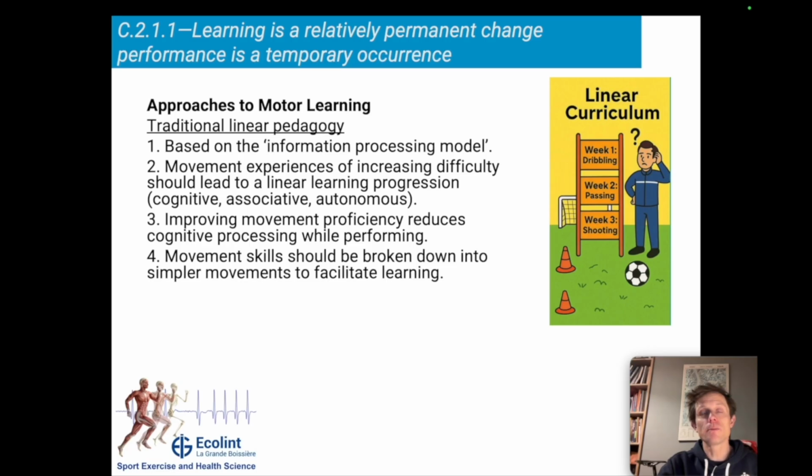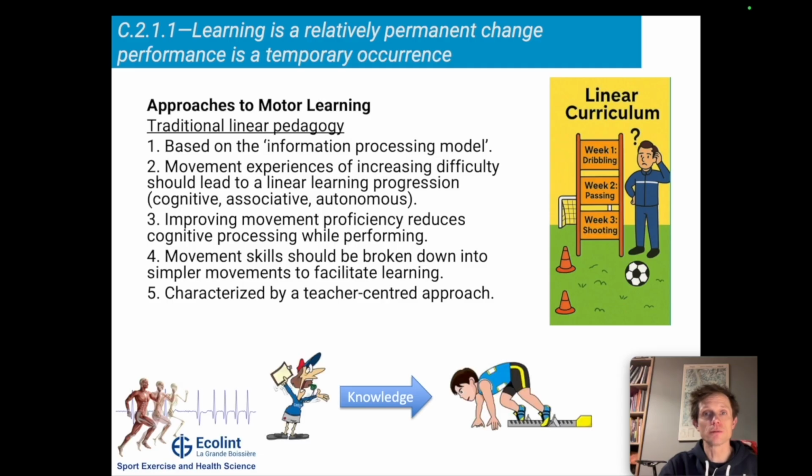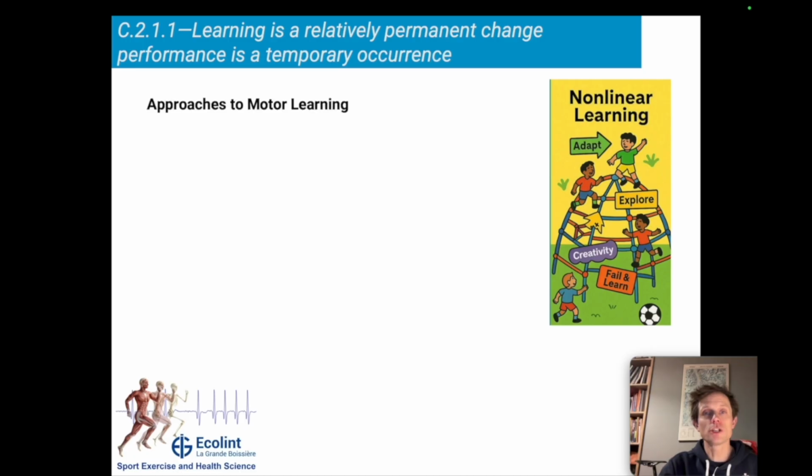The idea with linear pedagogy is that these skills or movements should be broken down into simpler movements that can then be used to acquire learning. It's characterized typically by a teacher-centered approach where the knowledge or information is going in one direction, from the teacher to the athlete. The second type of pedagogy that we're going to talk about is non-linear pedagogy.